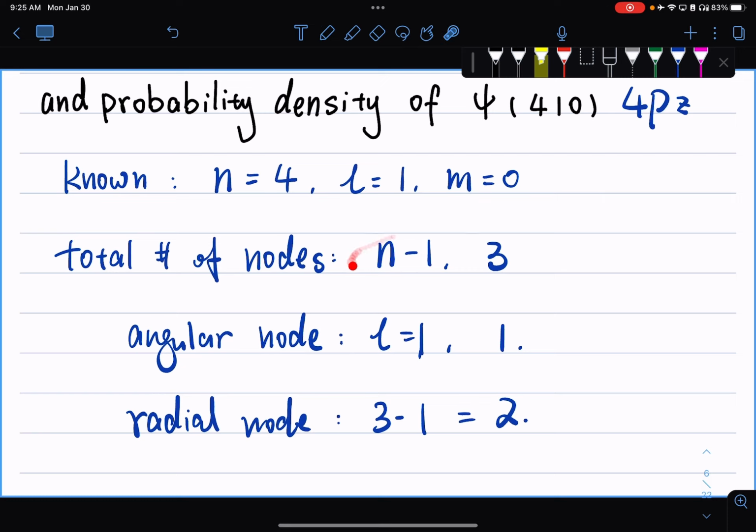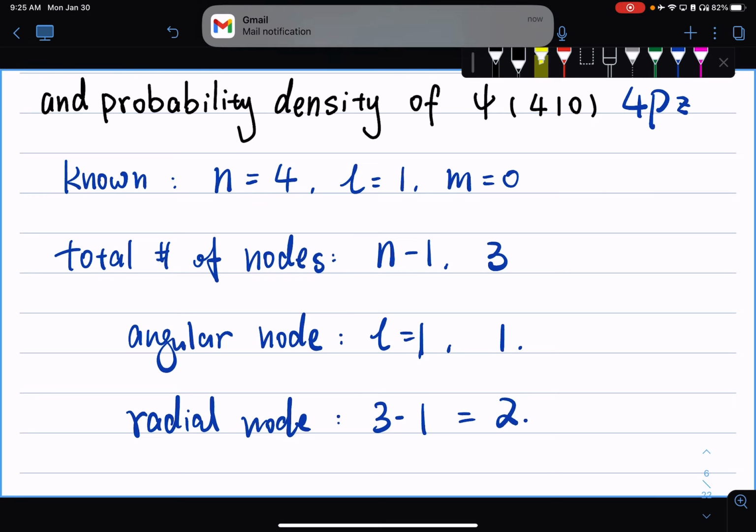So the total number of nodes equals n minus 1, that's from the principal quantum number. The angular node comes from your angular quantum number. So l equals 1, you have 1 angular node. l equals 2, you have 2 angular nodes. We'll see the d orbital very soon. And then with these two numbers, you can solve for the radial node. That's just basically 3 minus 1 equals 2. Don't really need a calculator to do it. And then we can do the sketching together.